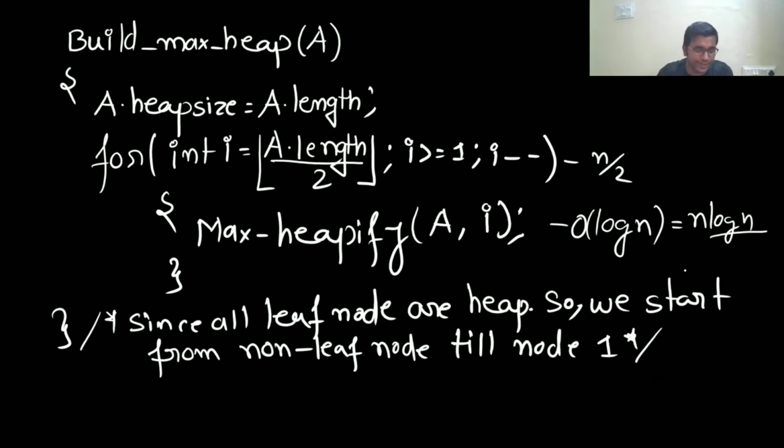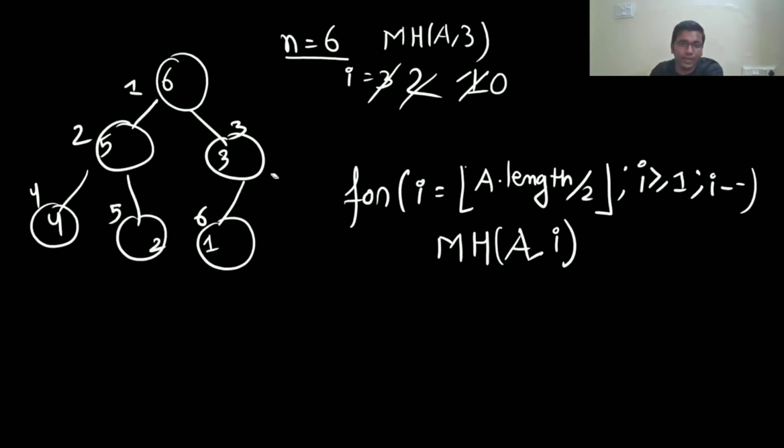This is not going to be the correct answer, because every time the height is going to differ. If you call Max-Heapify from the root, then only the time complexity is going to be log n, because it always takes whatever is the height of the tree, for the space complexity as well as the time complexity. But here it is different, because the height is always going to differ. You are calling from n by 2, then see here height is 1, then here height is 1, then here height is 2.